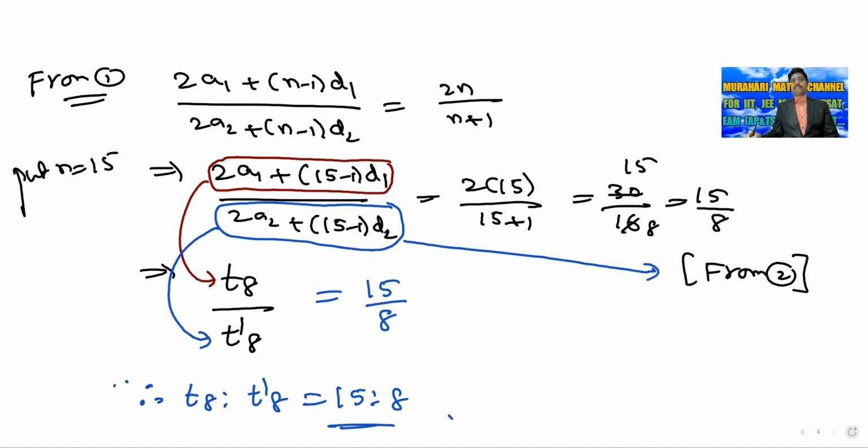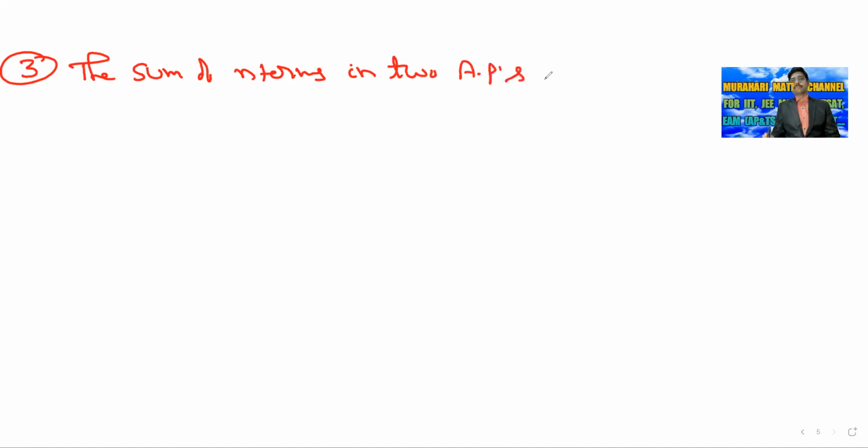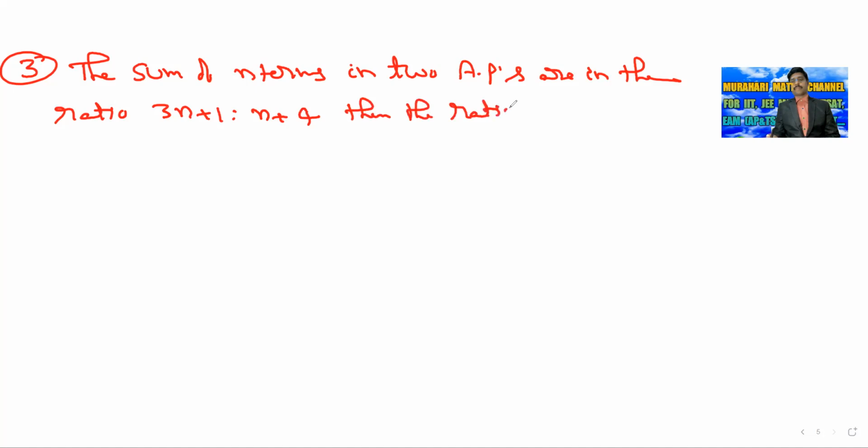Okay, now I am going to explain question number 3. The sum of n terms in two APs are in the ratio (3n plus 1) is to (n plus 4). Then find the ratio of their fourth terms. Okay, so this is also the same model. This is the same as question number 2.